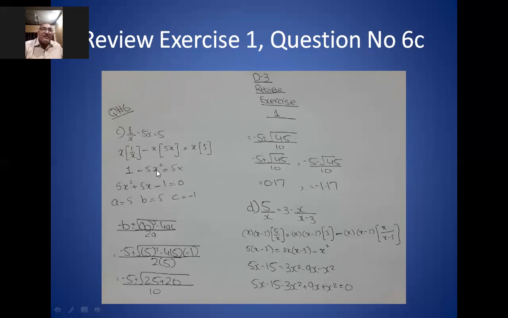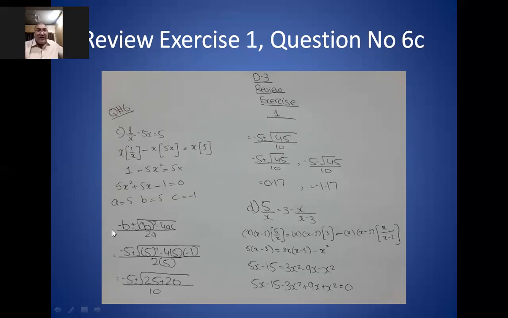So take these terms to the right side. So you will have 5x squared plus 5x minus 1 equals 0. Now this is in the standard quadratic equation form, so I can apply the quadratic formula. The coefficient of x squared, which we call a, is 5. The coefficient of x, which we call b, is 5. The constant term here, which we call c, is minus 1.